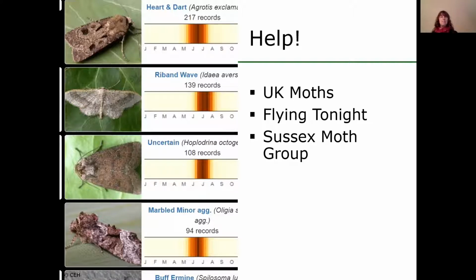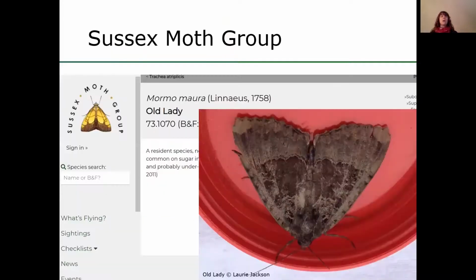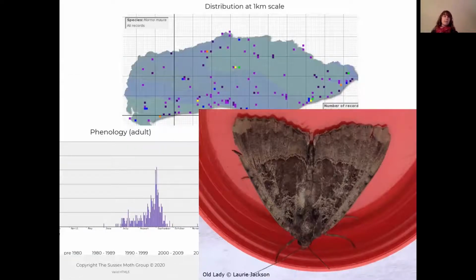And then Sussex Moth Group is another really good resource. Sussex Moth Group have got all of the moths that have been recorded in Sussex. There's an information page on each, which is really useful if you think you've seen a species or if you want to see a species. So if, for example, I want to see an old lady in Sussex, how do I even start? Where am I going to find an old lady in Sussex? I can look at the Sussex Moth Group website and see where other people have seen old ladies.